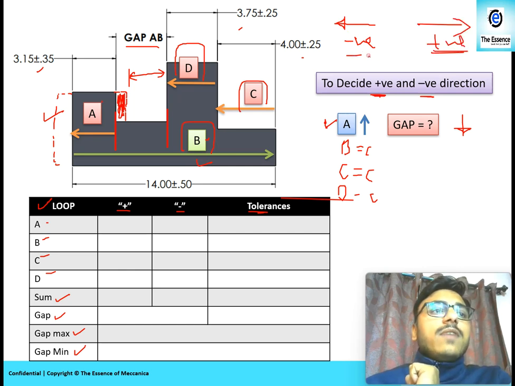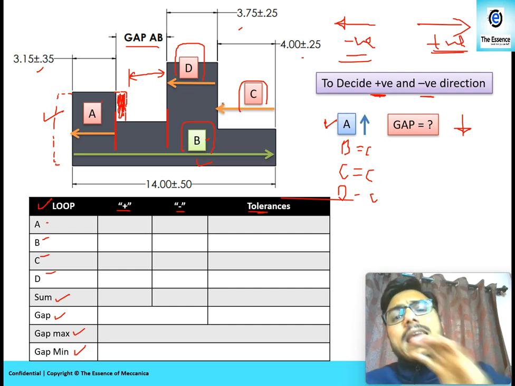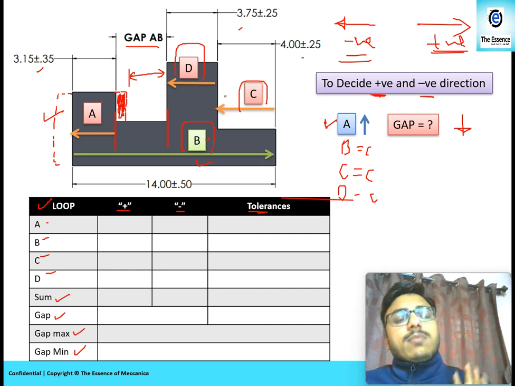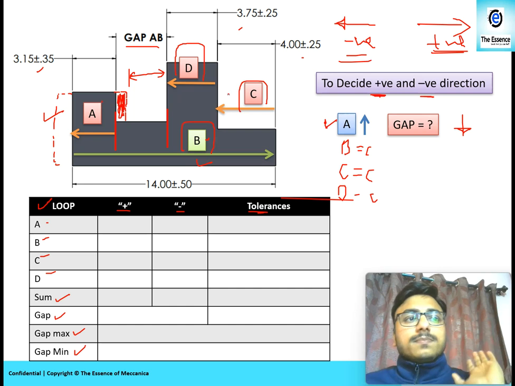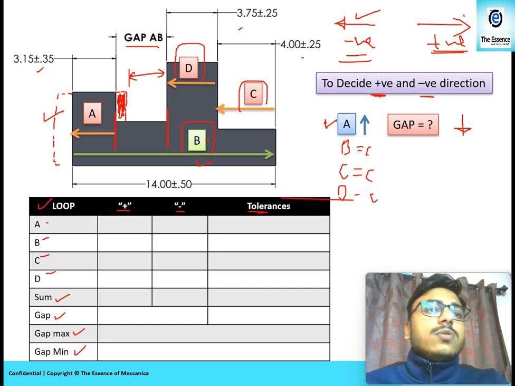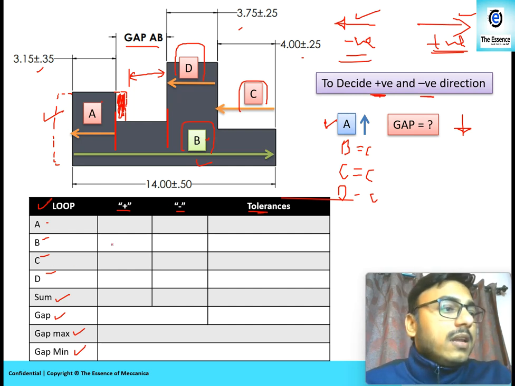So in this way we can list that. For any dimension you check, you will get the same result. So the left direction is negative, the right direction is positive. In this way we will go ahead and list it over here. Now A will be put in the stack up table. A value is 3.15. We list it on the negative side as this is negative, and the tolerance over there is 0.35.